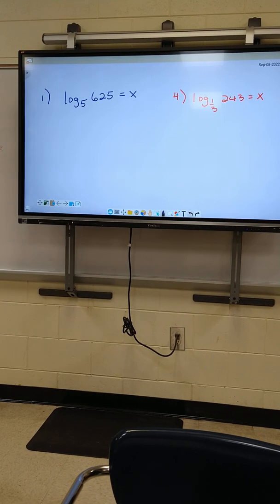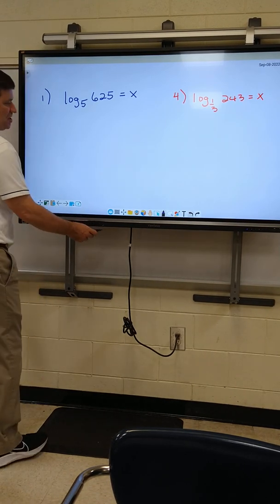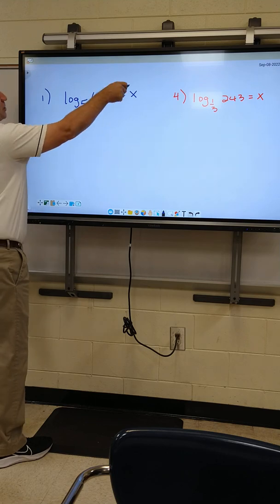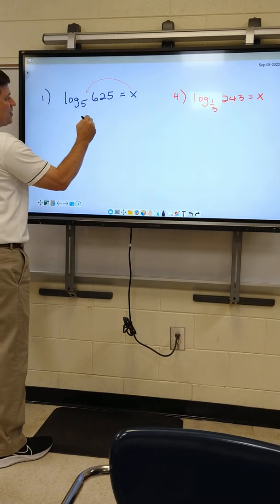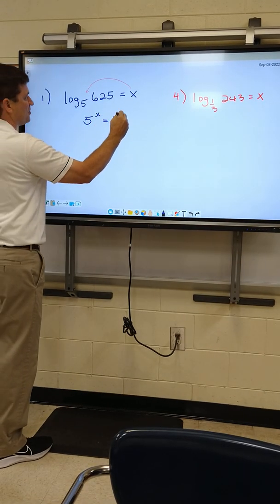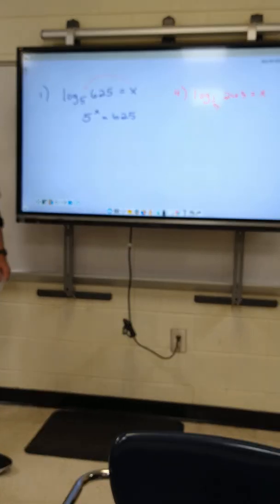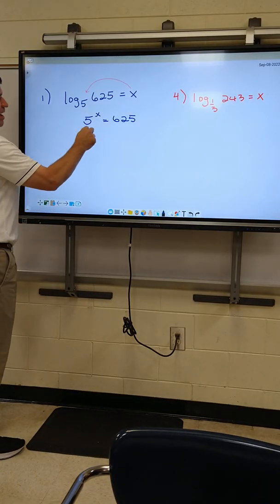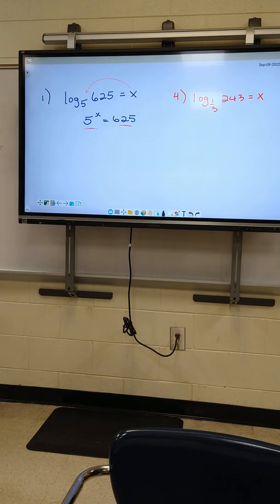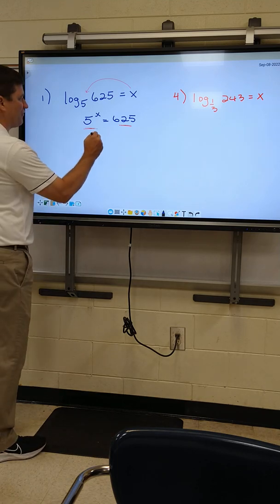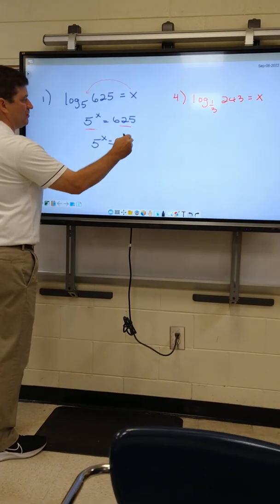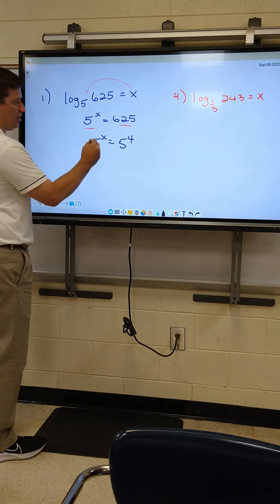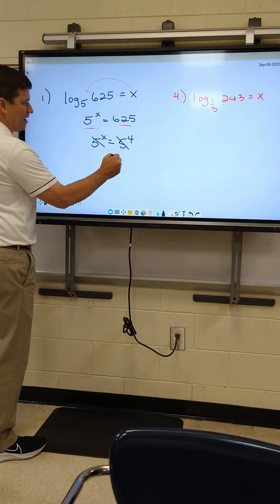All right. So number 1, we did these yesterday. Bring your x over as your exponent. That's going to be 5 to the x equals 625. All right, remember, we got to make them the same base now. So look at the board. 625 is 5 to the 4th. So I got 5 to the x equals 5 to the 4th. This one's going to be really easy. Just mark the 5s out, answer's 4.